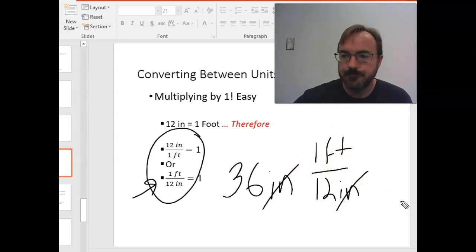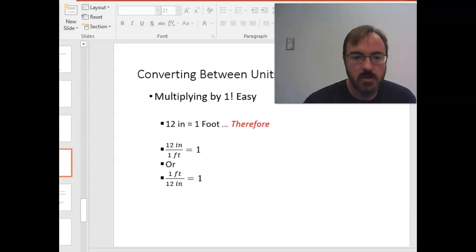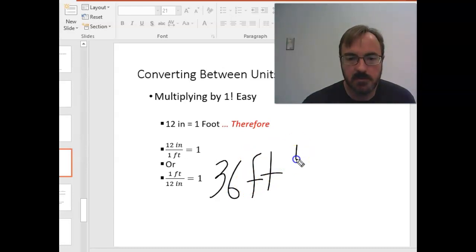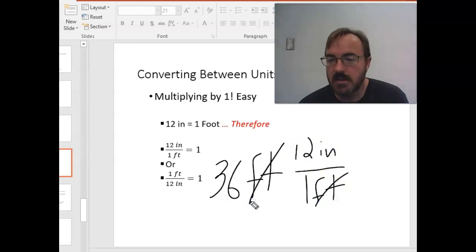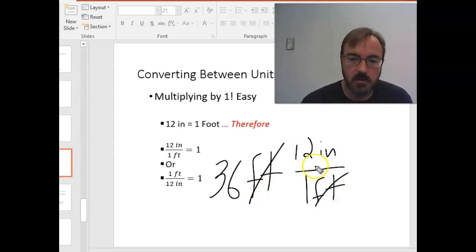Not correct. So if I wanted to say, hey, I have 36 feet, how many inches is that? Then you need to make sure you use the other one where foot is on the bottom. So 12 inches is equivalent to 1 foot. And then you see that feet cancels out, and you're left with 36 times 12, whatever that is. Okay.